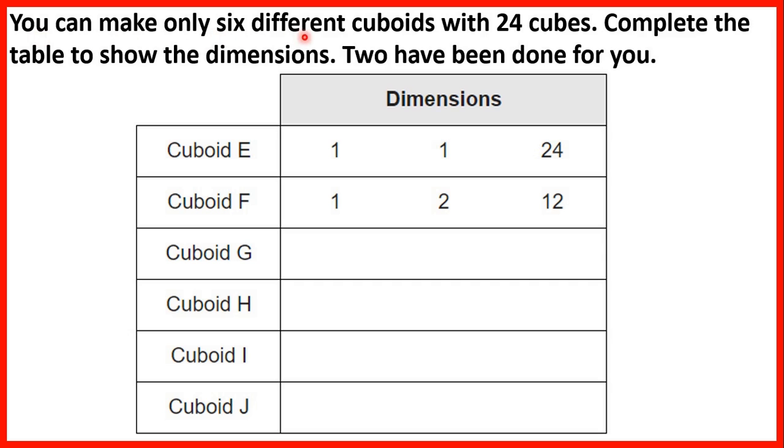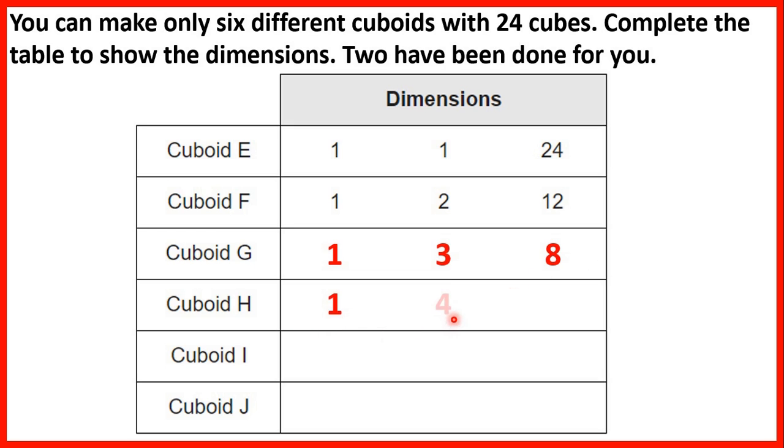You can make only 6 different cuboids with 24 cubes. Complete the table to show the dimensions. 2 have been done for you. We could have 1 by 3 by 8, because 1 times 3 is 3, times 8 is 24.